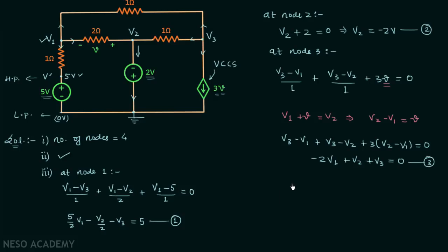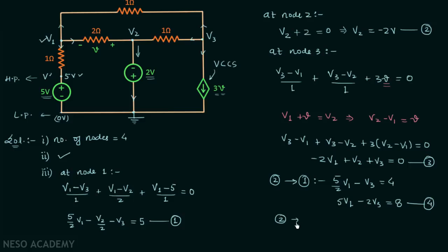We want to calculate the voltage V1 and the voltage V3. We know voltage V2 is equal to minus 2 volts. So we will put value of V2 in equation number 1, and this will give us 5 over 2 V1 minus V3 equal to 4, or we can write 5 times V1 minus 2 times V3 equal to 8. Let's call this equation number 4.